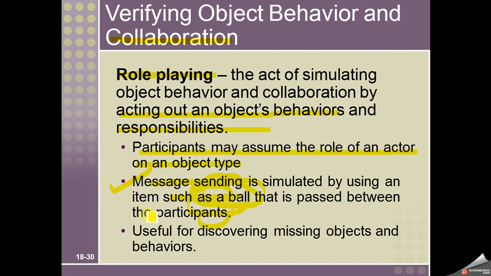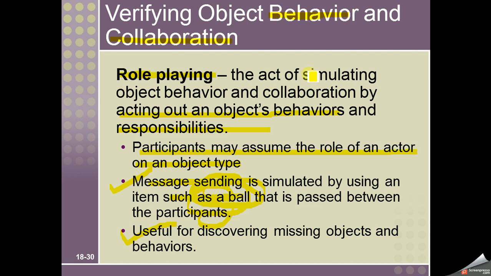It is useful for discovering missing objects and behavior, right? I hope you get the basic idea that for any use case, for all the objects, different people will assume the role of those objects, and then they will have a ball. It will start from the first object, from the first person. He or she will pass on to the next person, clearly telling what this means, like what message or information is passed or requested. Then the second person will pass on to the third, fourth, and so on and so forth till the entire use case is completed. So we can verify the behavior and responsibility of different objects in the use cases.